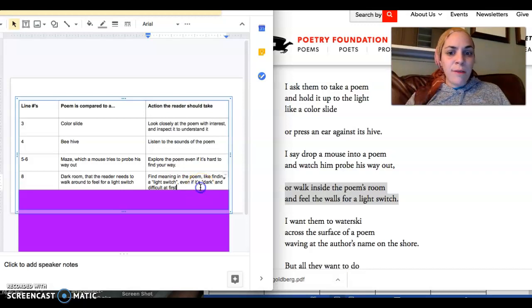We need to look around for meaning, kind of like finding a light switch. A light is like a light bulb. Aha! I get it! Right?